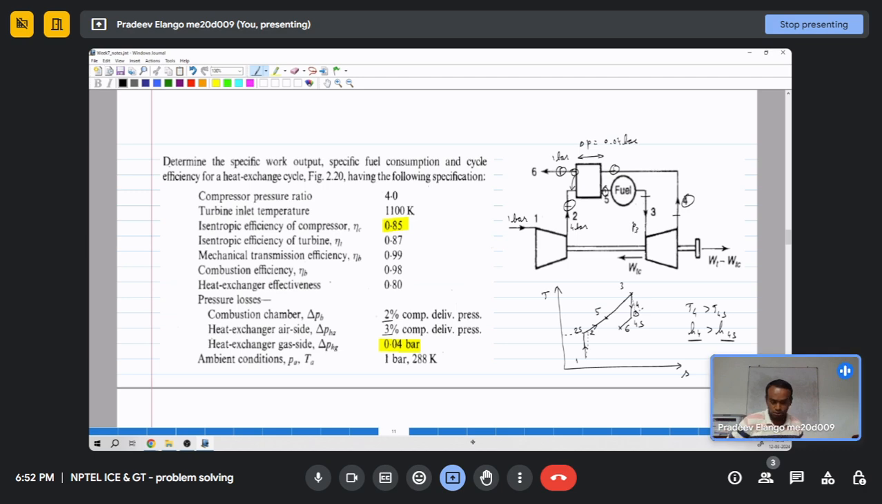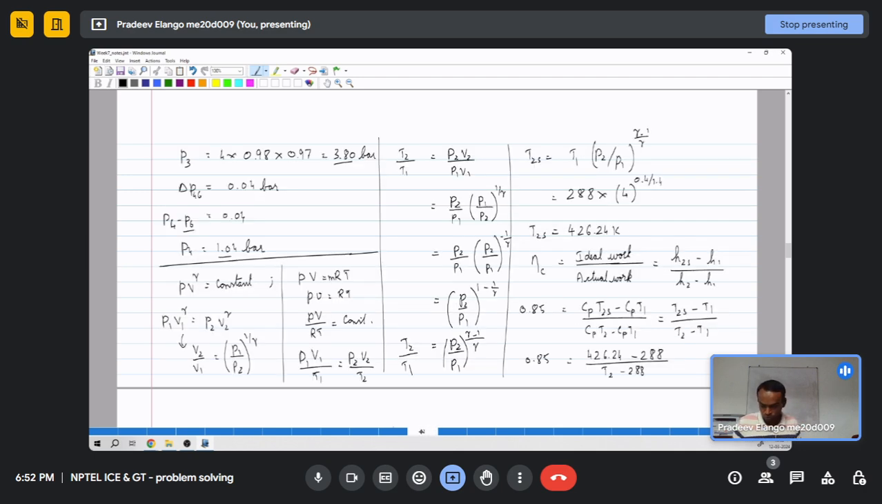Okay. So this gas turbine system is given with the isentropic efficiency of compressor, isentropic efficiency of turbine, combustion efficiency of the combustor, and also the heat exchanger effectiveness. So with all this, you should know how to use these values. For example, the compressor efficiency is ideal work by actual work, and that is H2S minus H1 by H2 minus H1.